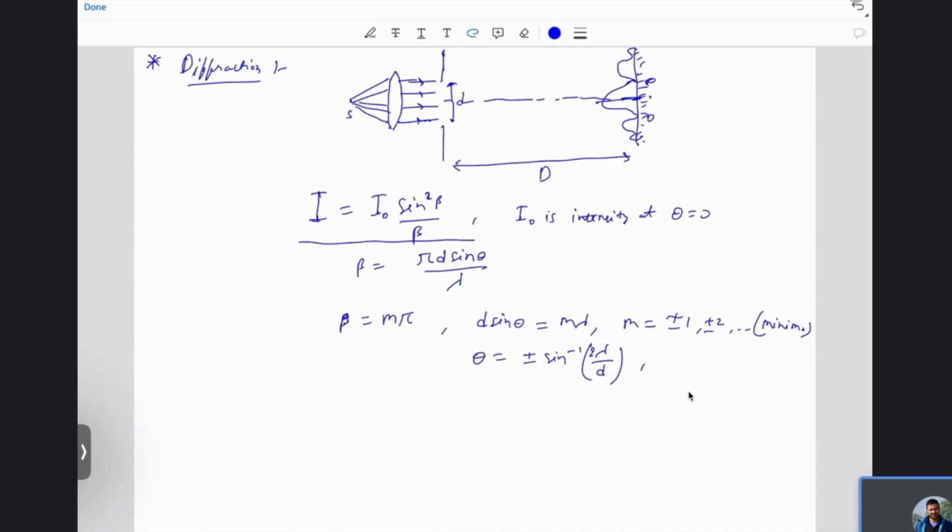Yeah, so for maxima, we had the expression for intensity, right? Why do you do that? What does dI by d beta mean? Putting this to 0. Yes, slope. Mathematically it's slope. Physically, what does it mean?